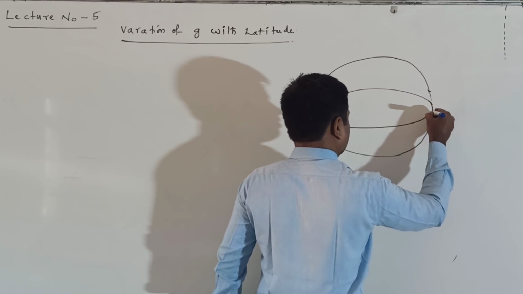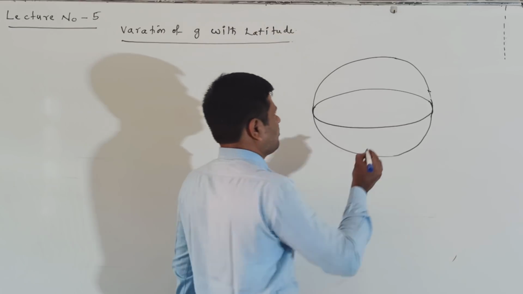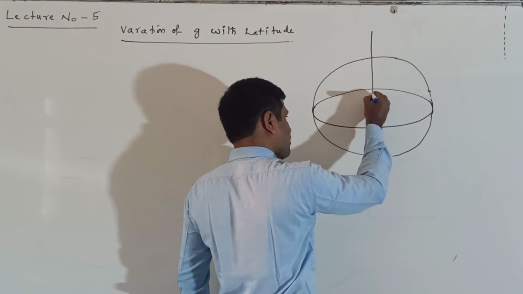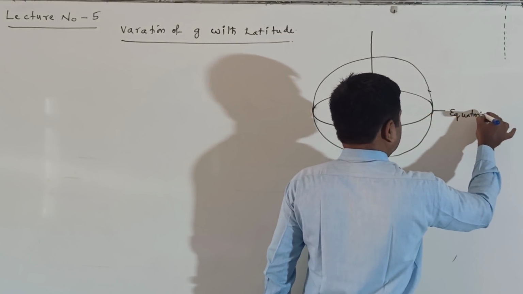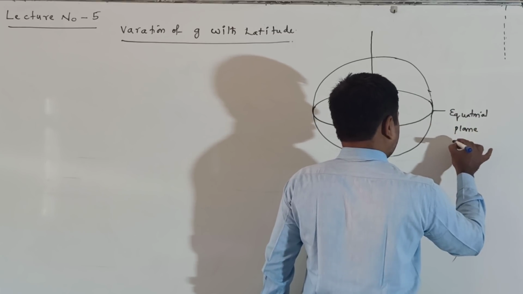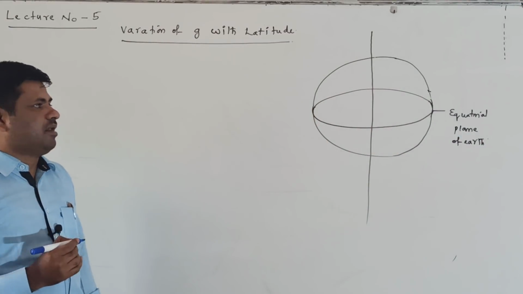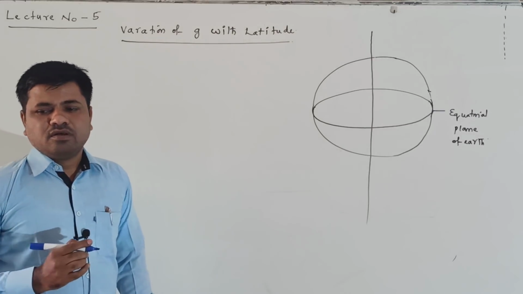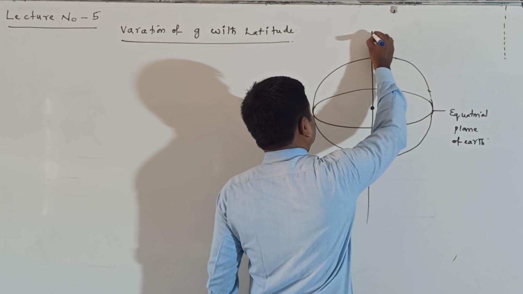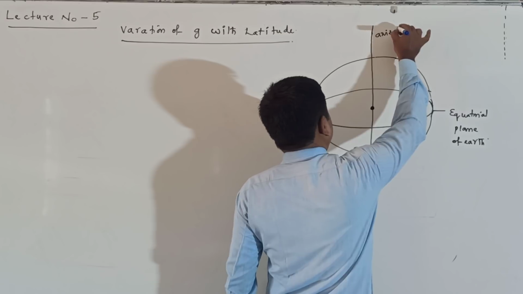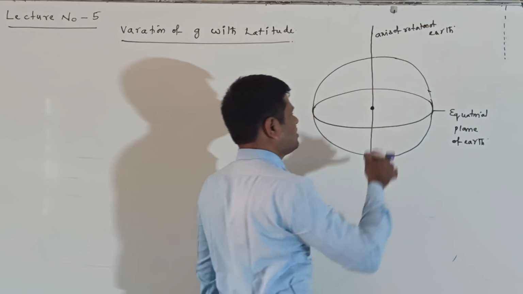This is called the equatorial plane of earth. This is the axis of rotation. Okay, that is called the equatorial plane of earth. Now suppose this is the equatorial plane of earth, this is the axis of rotation of earth, and this is the center of the earth.